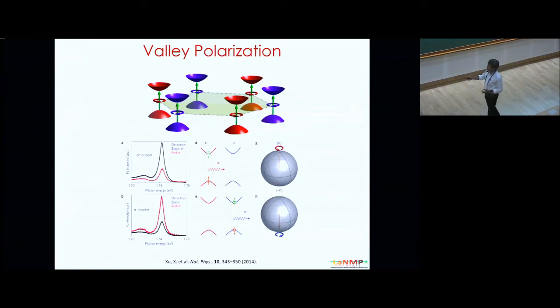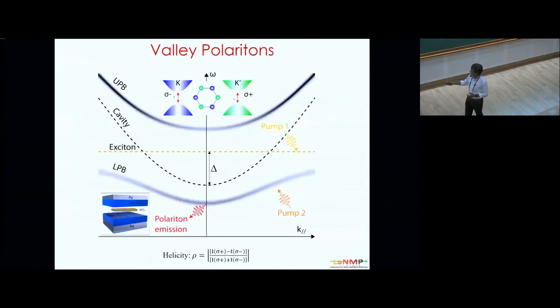And then you often define the helicity as the ratio of the intensity of sigma plus minus sigma minus divided by sigma plus plus sigma minus. So that's how you define the helicity. The experiment that I'm going to talk to you about now is essentially looking at the valley polarization properties of the polaritons themselves. And the experiment is as follows.